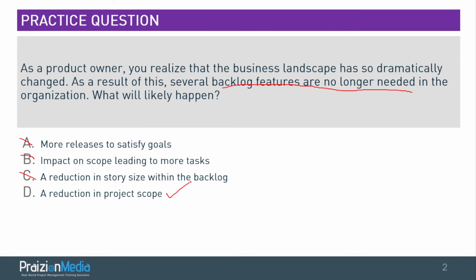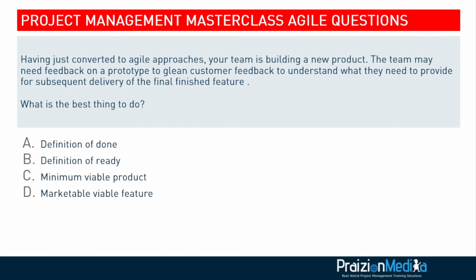So the best answer here is not going to be C, it's actually going to be D, which is a reduction in project scope. Now, even though this sounds a little bit predictive, it actually isn't. Scope is a generic word, and the bottom line is there's a reduction in the scope. So the best answer is D. All right, my friends. Let's move on to our next one.